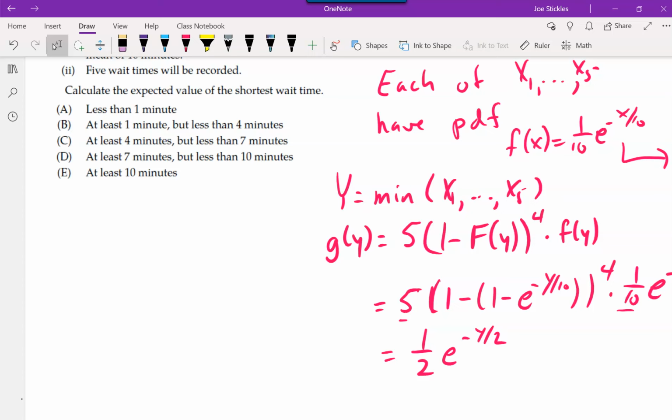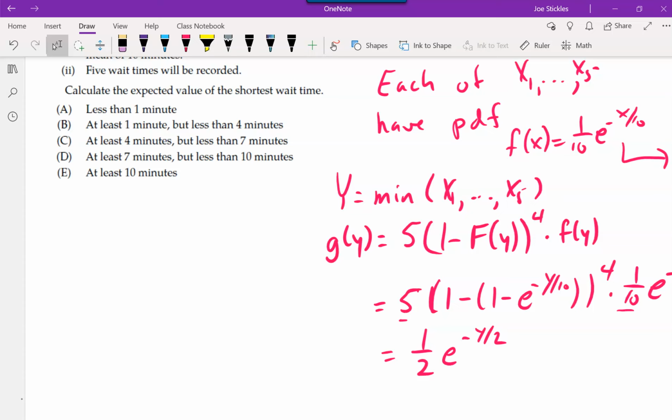Is that one okay? So I didn't actually have to do the integral. If I didn't recognize the PDF, I would have to do the integral to be able to find the expected value. But in this case, I can recognize that it's an exponential with a mean of 2. And so I'm done. It has to be B.